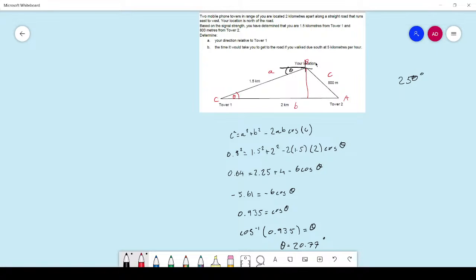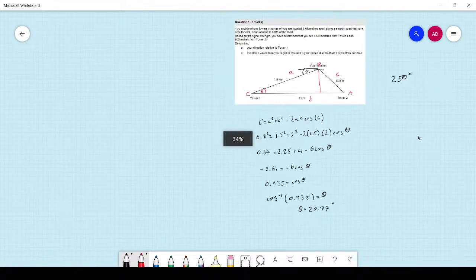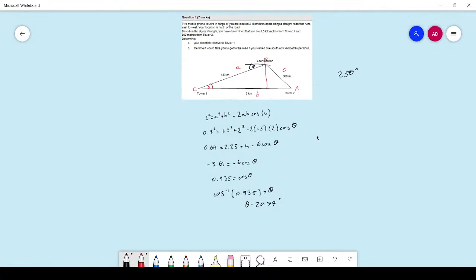from your location. But it depends if you've been doing bearings or not, whether you actually need to provide that kind of answer or whether you just need to put in theta there. You guys should know the context for that. I'm not sure if you've been studying bearings.